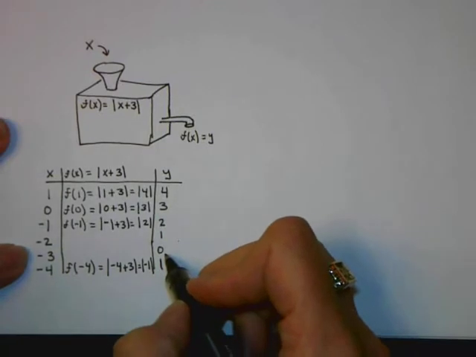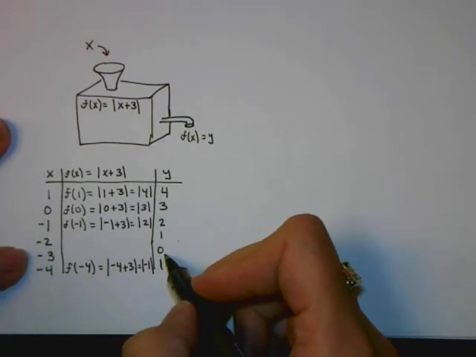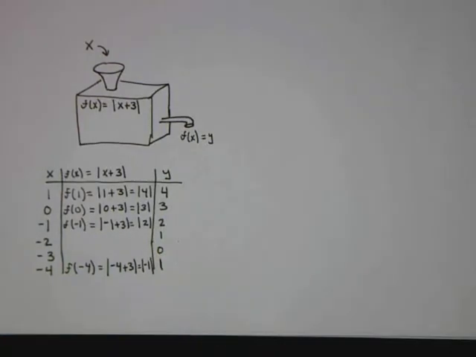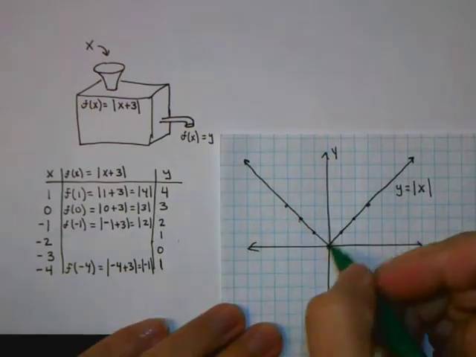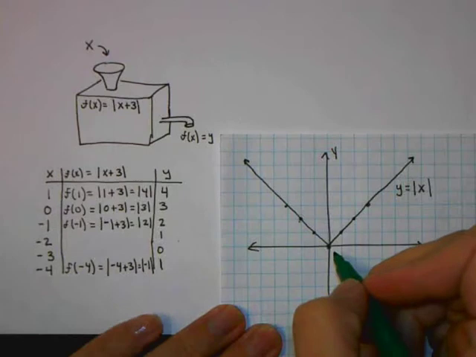That point in the V happens at a different location for x. It happens when x is negative 3. So let's say that we take these points and plot them on the same graph as we had originally plotted y equals the absolute value of x. I'll plot these points in green so that we can tell the difference.